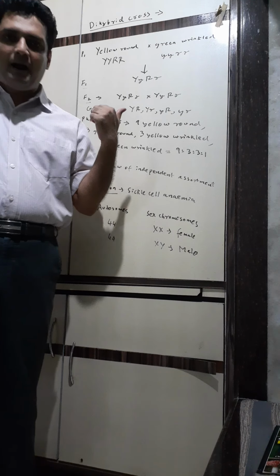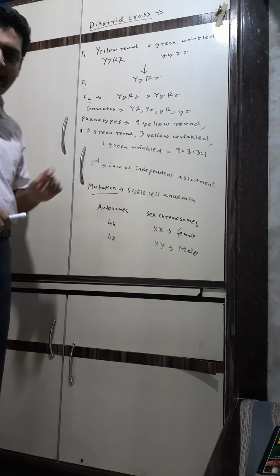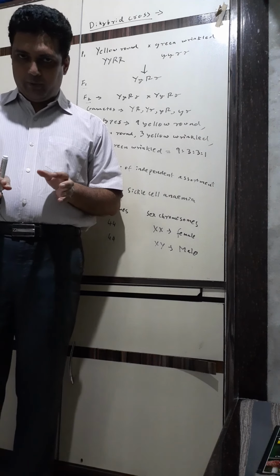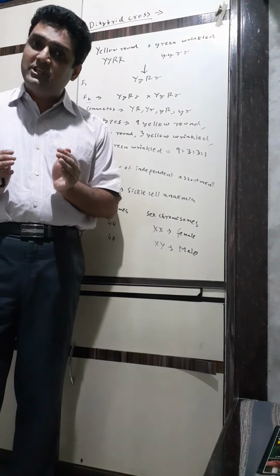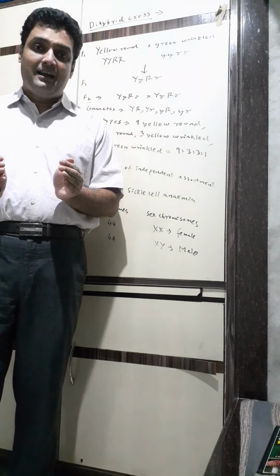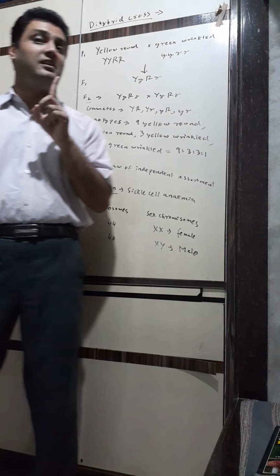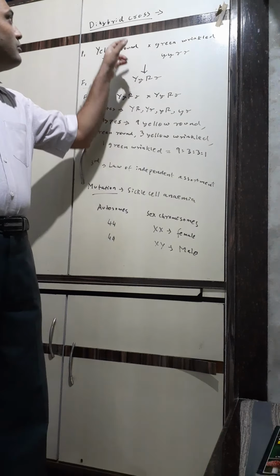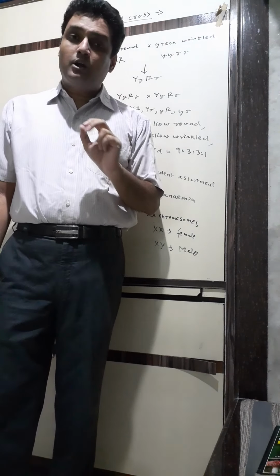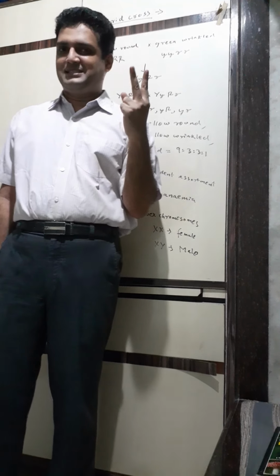Hello, now the second part of the genetics chapter, we will do a dihybrid cross. I told you, what is a monohybrid cross? A cross in which you consider parents considering one pair of contrasting characters. Okay? What is a dihybrid cross? A cross between two parents considering two pairs of contrasting characters.